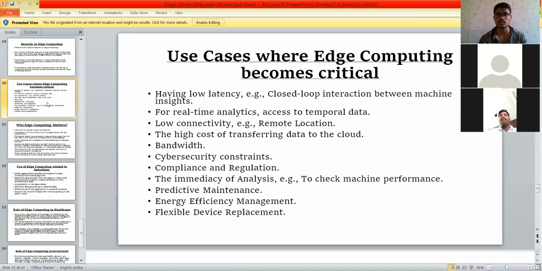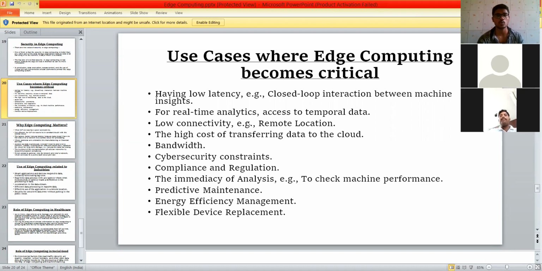Use cases where edge computing becomes critical. Having low latency, for example, closed loop interaction between vision and insights. The second one is real-time analytics, access to temporal data, that is, temporary data when we are accessing it in real time.